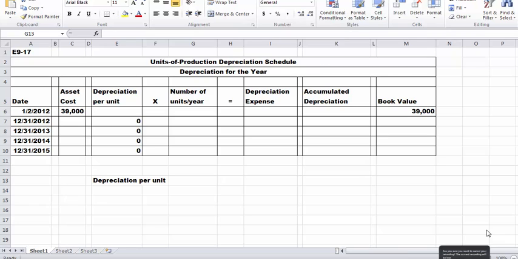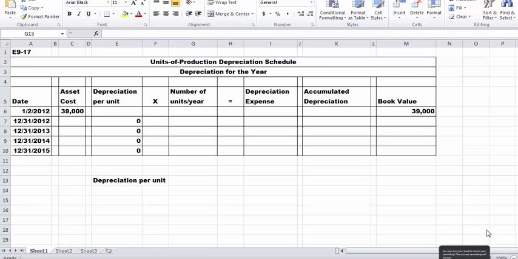And we're back to exercise 9-17. This time we're going to be taking a look at doing the depreciation schedule for PAPAs using units of production. So in units of production, if you'll remember, we do our estimate based on an estimated useful life based on how much we think that fixed asset is going to get used.